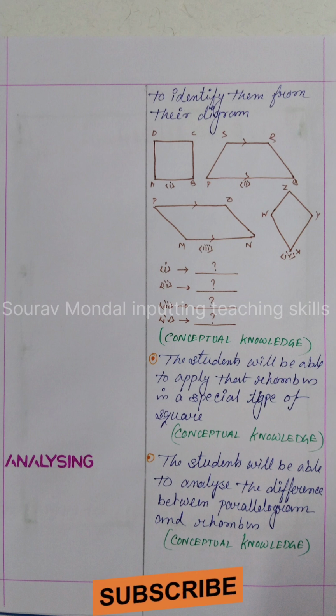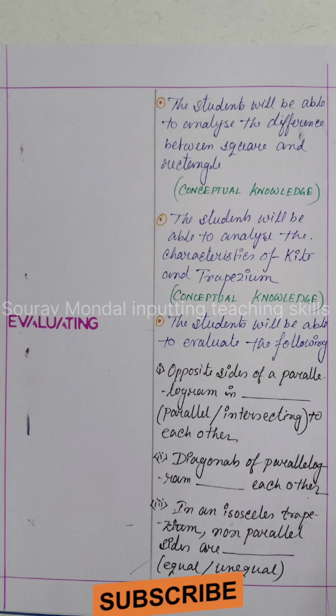Then, analyzing. The students will be able to analyze the difference between parallelogram and rhombus, conceptual knowledge, and the students will be able to analyze the difference between square and rectangle, conceptual knowledge, etc. Evaluating. The students will be able to evaluate the following, that is like opposite sides of a parallelogram, etc.